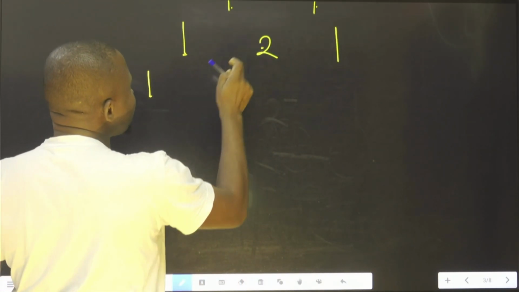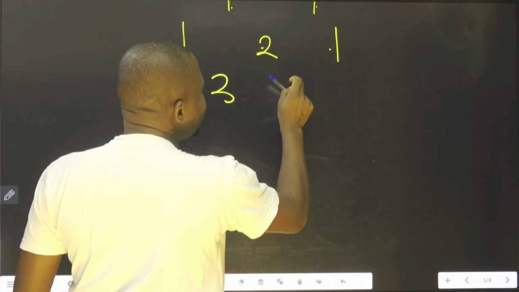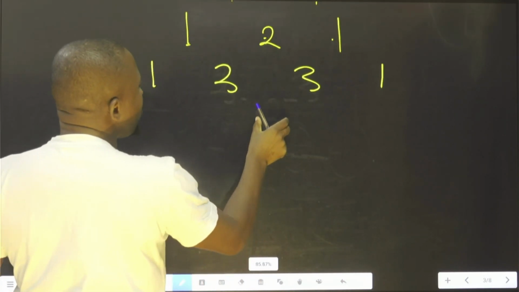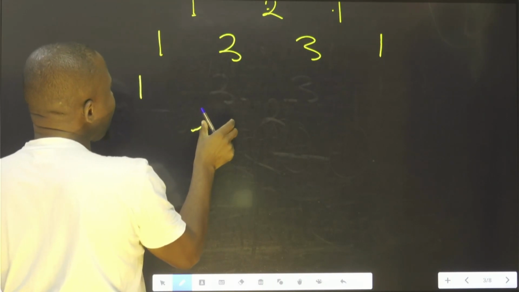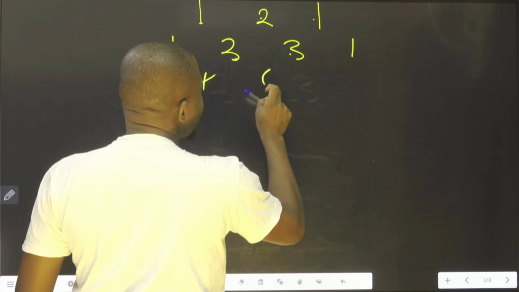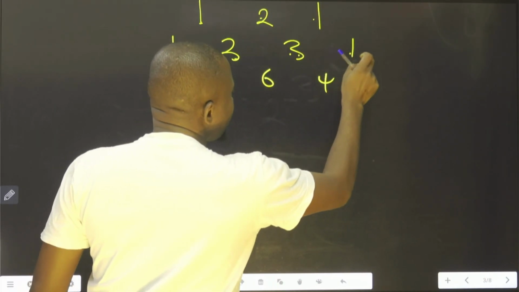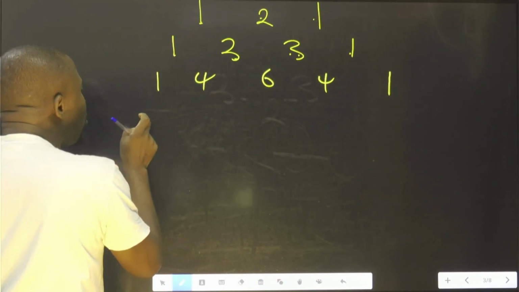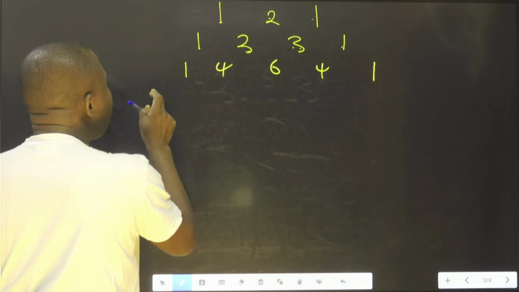1, this plus this, 3. This plus this, 3. 1. Say continue. 1. Okay? This plus this is 4. This plus this is 6. This plus this is 4. Then you put 1. He said you can still continue the same process as many as you want.